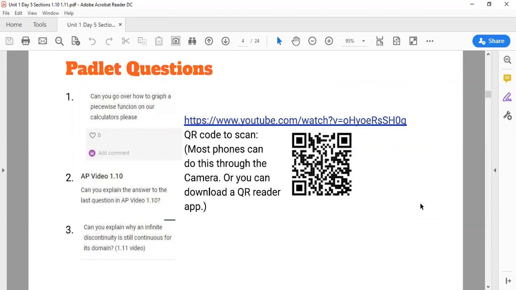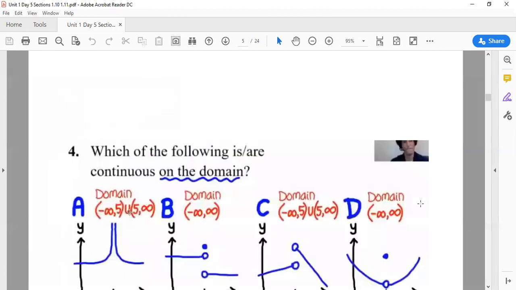Number 3 says, can you explain why an infinite discontinuity is still continuous for its domain? I do get a good sense of what you're talking about. Again, indicating exactly where in a video, I can just jump right to there, and that would be better. Okay, so those are in there as slides somewhere. So we're going to come up to these questions in this presentation.